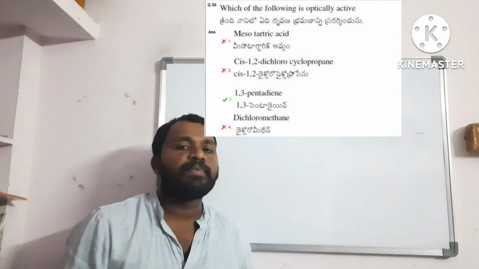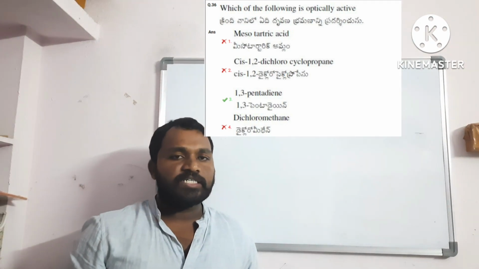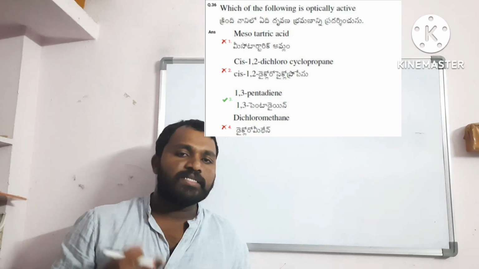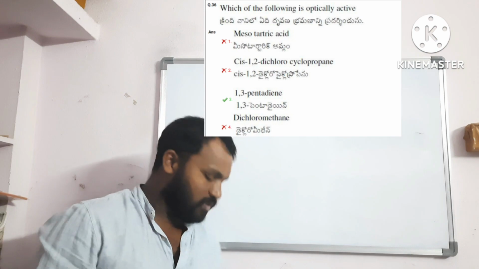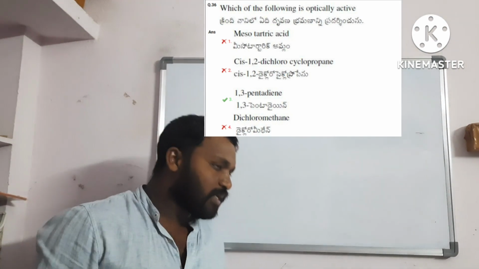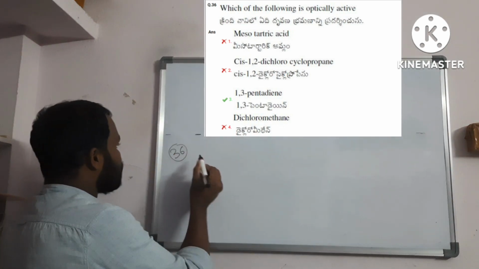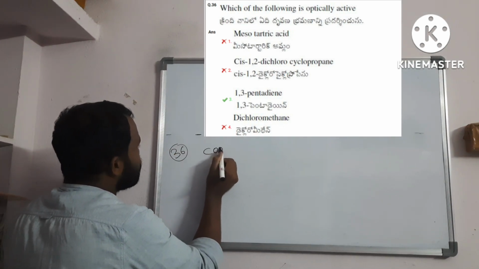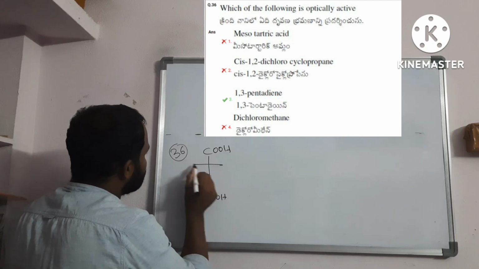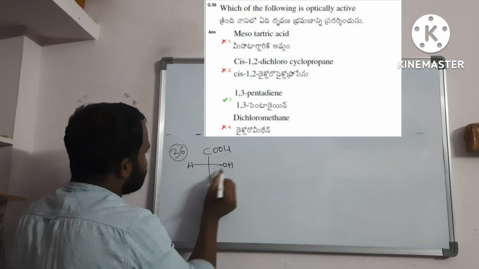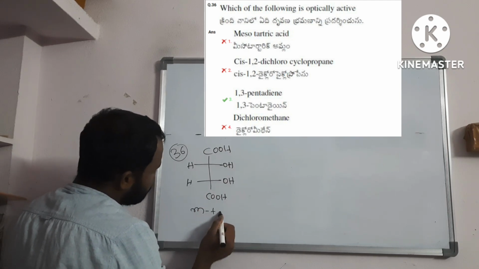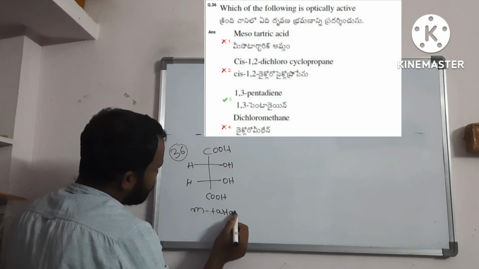So what is meant by optically active? Optically active means it should not contain a plane of symmetry. If it contains a plane of symmetry, it is not optically active. So we will write the structures one by one, then we will understand which contains a plane of symmetry. First, mesotartaric acid. I am writing the tartaric acid structure here: COOH, COOH, with H OH here and also H OH here. This is mesotartaric acid.